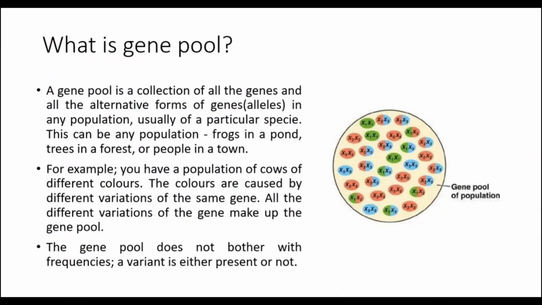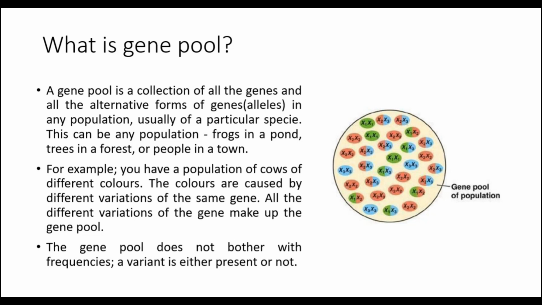And the gene pool, we already studied this in our previous classes in detail. It is basically the collection of all genes and all alternative forms of genes in any population. So gene pool and genetic composition are basically the same. The collection of all genes and all the alleles in a population, whether there is variation or not, is called the gene pool.